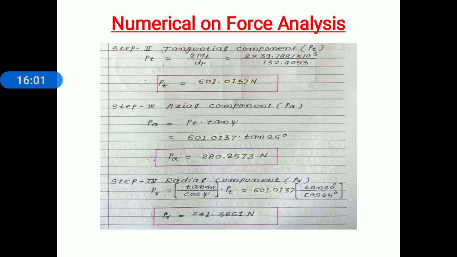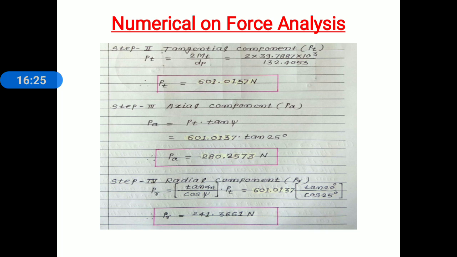Now the next component, step number 3, axial component P suffix A. Axial component is found by using the relation axial component P suffix A is equal to PT into tan psi. Now we know the value of PT and also the psi. PT is 601.0137 into tan 25 degree. Helix angle is 25 degree. Simplify this. Axial component is 280.2573 Newton.